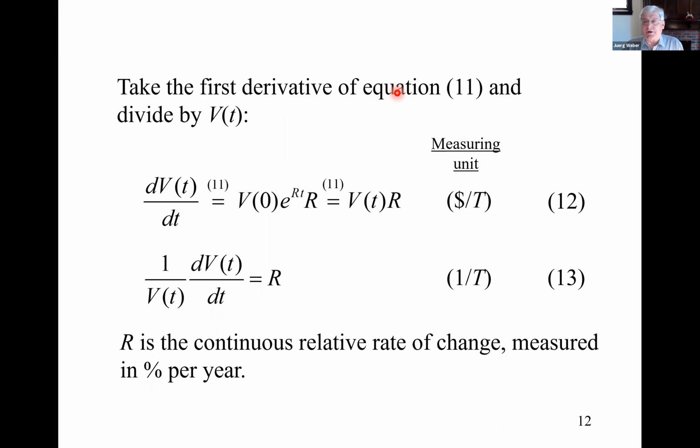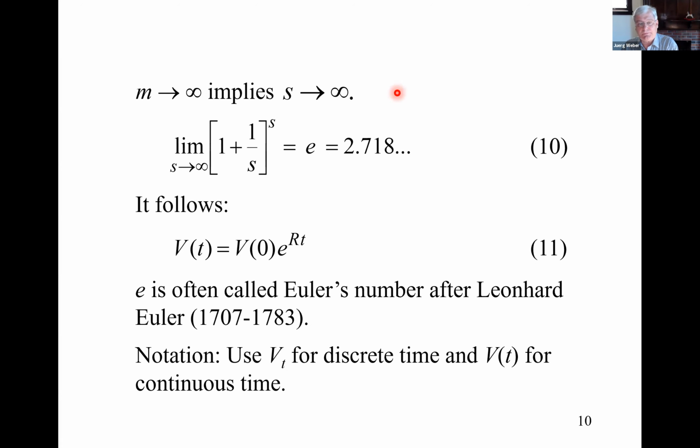Let's first return to equation 11 in the previous lecture. Equation 11 is a continuous growth formula, which you know from science. And it gives us the value of some investment at a future date if we have the growth rate R, the interest rate R.